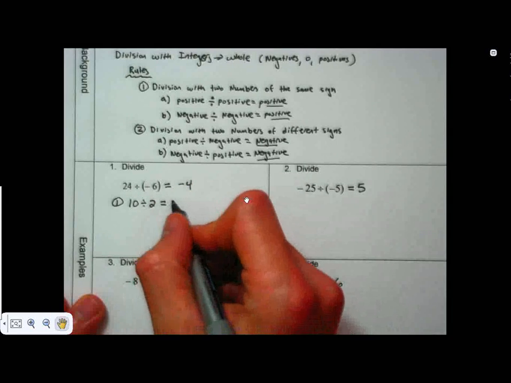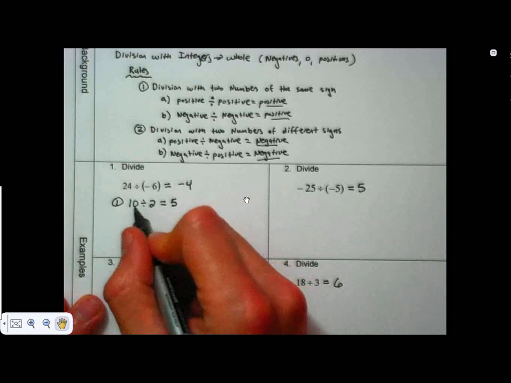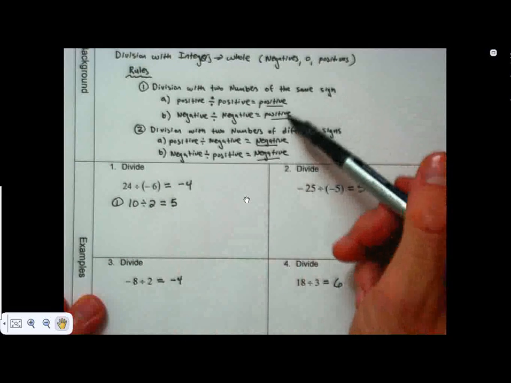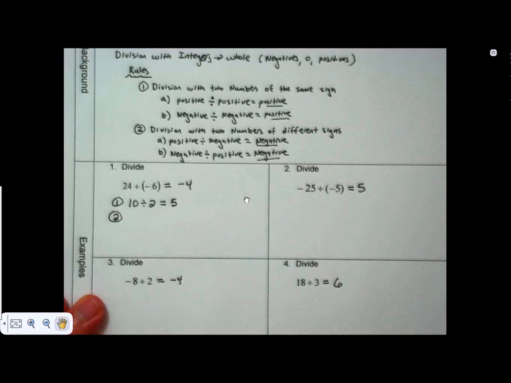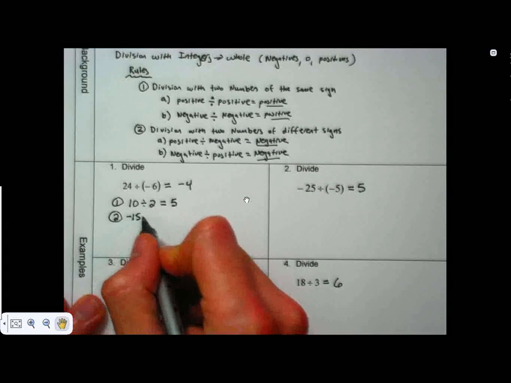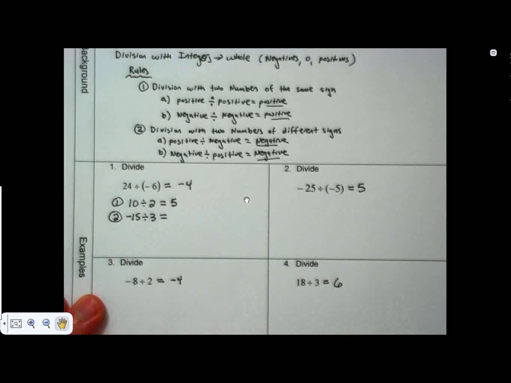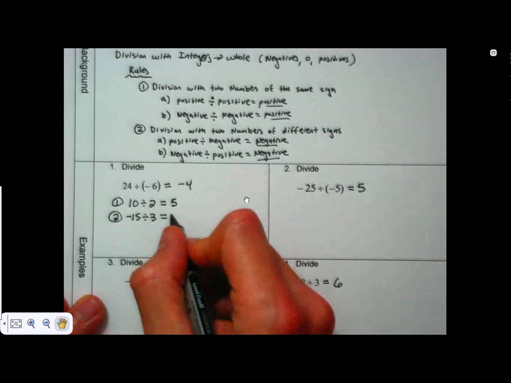Okay, and you should have gotten an answer of positive 5. The signs of the two numbers that you're dividing are the same, so that would fall under rule number 1. Okay, second example. In this example, the two numbers that we're using are different signs, and so that would fall under rule number 2. So my answer would be negative 5.